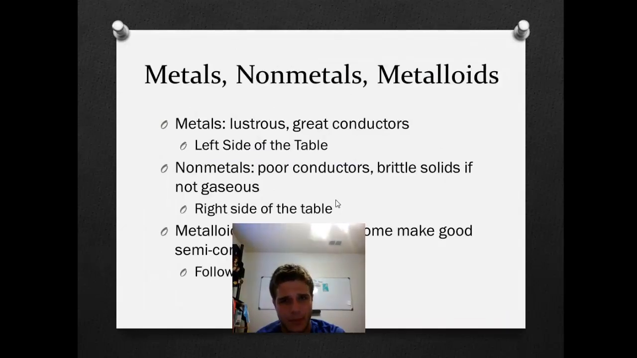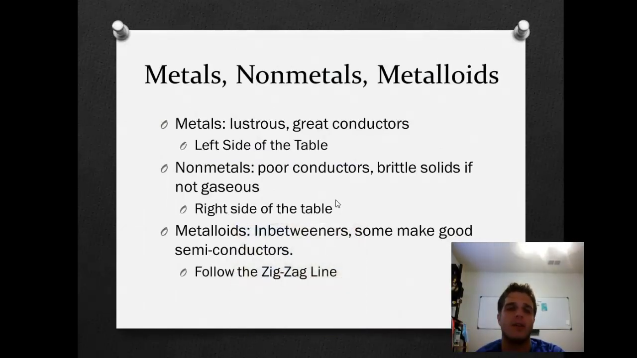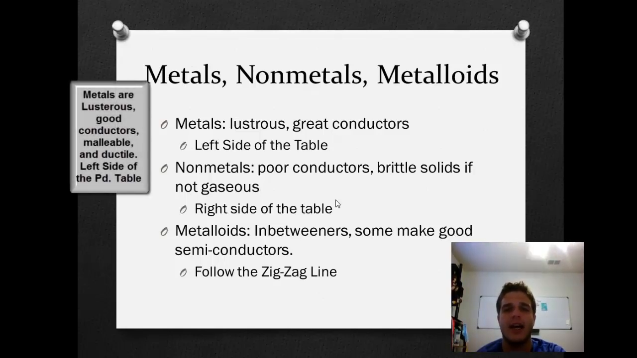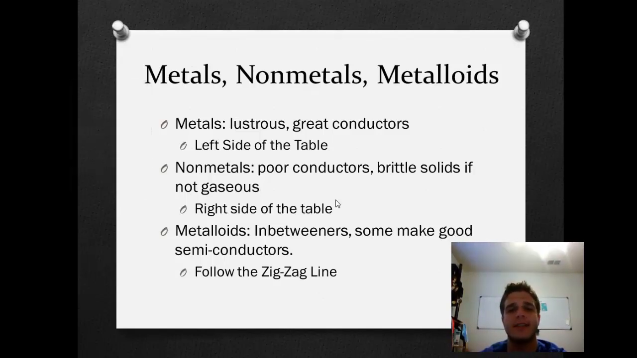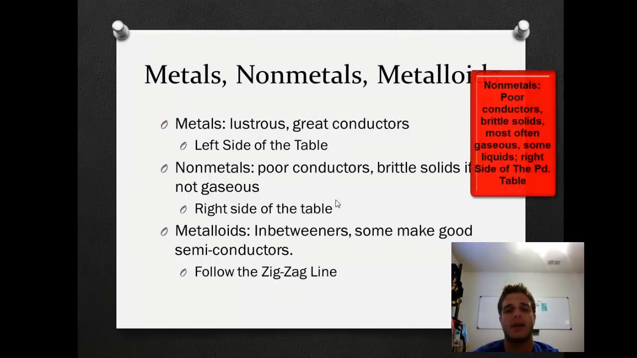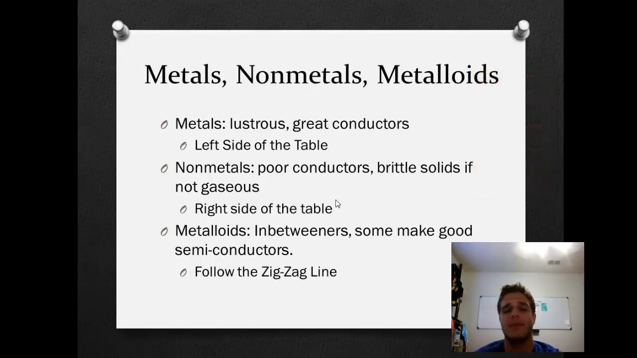So what are metals, nonmetals, and metalloids? All right, metals are lustrous and good conductors. That means they're shiny and they definitely conduct electricity. Don't forget that, right? The ability to conduct electricity, or conductivity, is the ability to pass current through it. Metals are contained on the left side of the periodic table. Nonmetals are poor conductors. They're brittle solids if they do exist as solids. Sometimes they're not. Most of the time they're gaseous. Okay, the majority of them are contained on the right side of the periodic table.